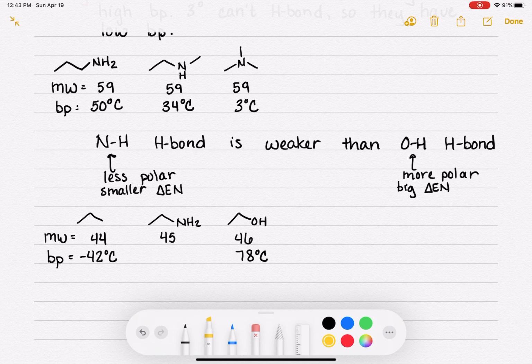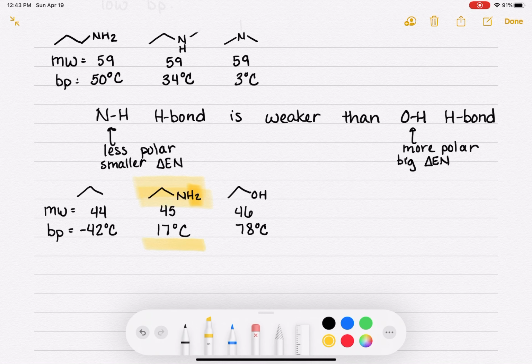For the amine right here, as a primary amine, it has 2 hydrogens, which means that it has more hydrogen bonding capability than the alcohol does. There's 2 NH bonds, and each one of them is capable of hydrogen bonding, but its boiling point is only 17 degrees. So even though this amine can hydrogen bond in 2 different sites, and the alcohol can only hydrogen bond in 1 site, the amine's boiling point is still a lot lower than the alcohol's. And that, again, is because the nitrogen-hydrogen bond is a lot weaker than the oxygen-hydrogen bond.